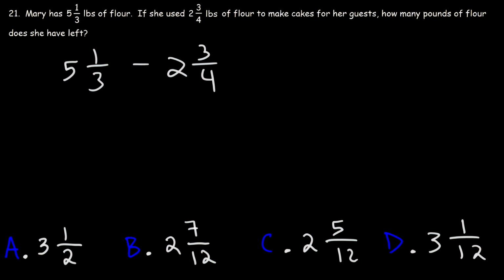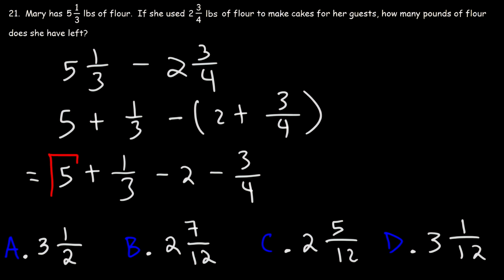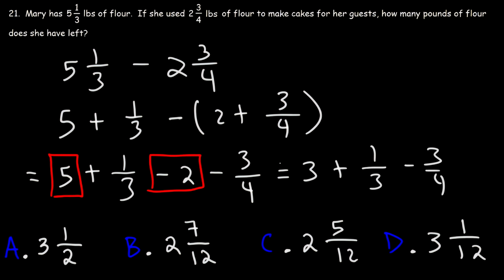So how do we go about subtracting mixed numbers? 5 1/3 is basically 5 plus 1/3. 2 3/4 is 2 plus 3 over 4. Now let's distribute the negative sign. So it's 5 plus 1 over 3 minus 2 minus 3 over 4. So what we can do right now is subtract these two numbers. 5 minus 2 is 3. So right now we have 3 plus 1/3 minus 3 over 4.